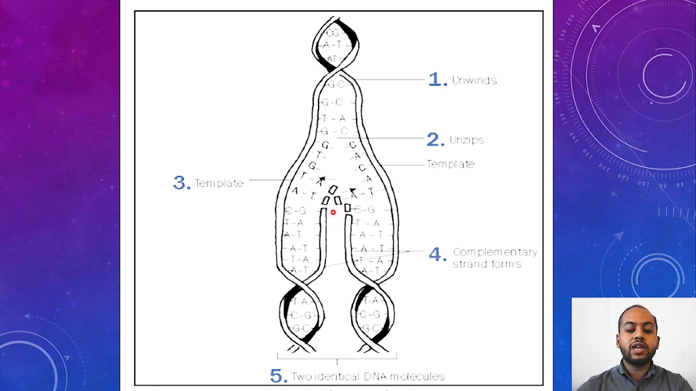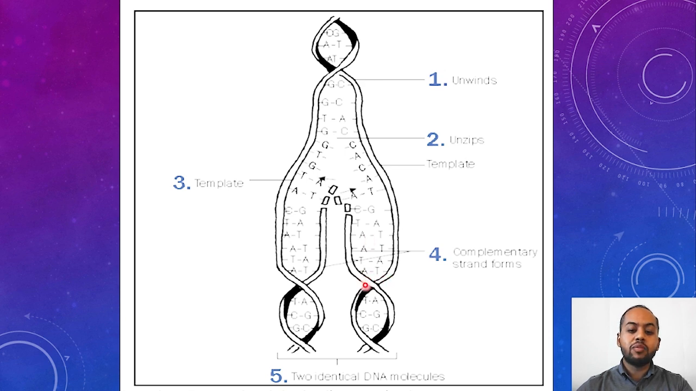Then you are going to have free floating nitrogenous bases coming from the nucleoplasm and they're going to align themselves complementary to their base pair. So adenine will align next to thymine and guanine aligns next to cytosine. The weak hydrogen bonds will now form between the complementary base pairs on either side.